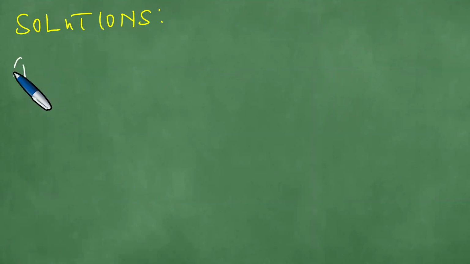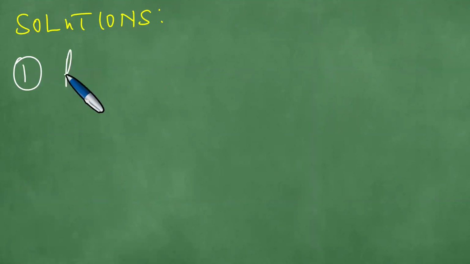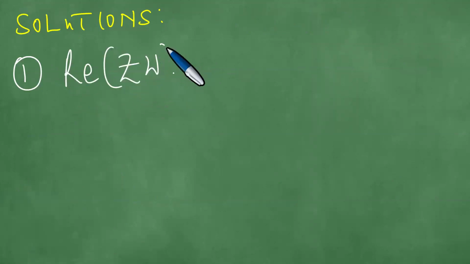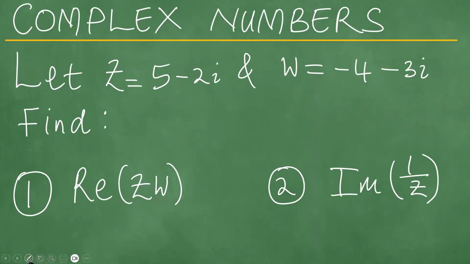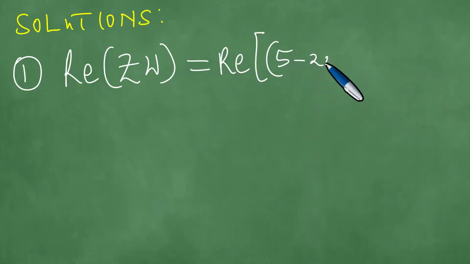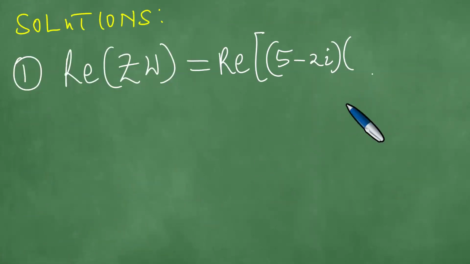First, solutions to part 1 and part 2. Let's focus first on part 1. Part 1 focuses on the real part of the product, the real part of ZW. I know that much of this is something you possibly know. What is Z? Z is 5 minus 2i, so we're just revising some of these things. And W is minus 4 minus 3i, and we close like this.